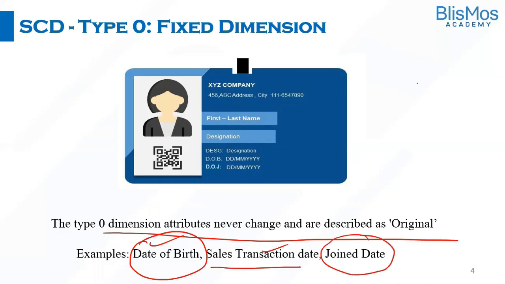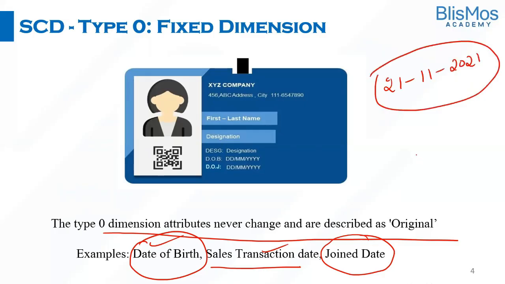For example, you go and purchase a wonderful laptop bag for yourself. That happened to be a couple of years back. Let us say 21st November 2021. Will this change? No, you have purchased the laptop bag on this date. This sales transaction date is never going to change.